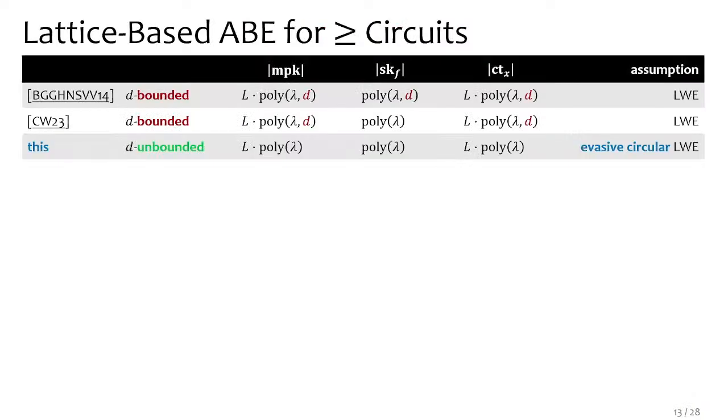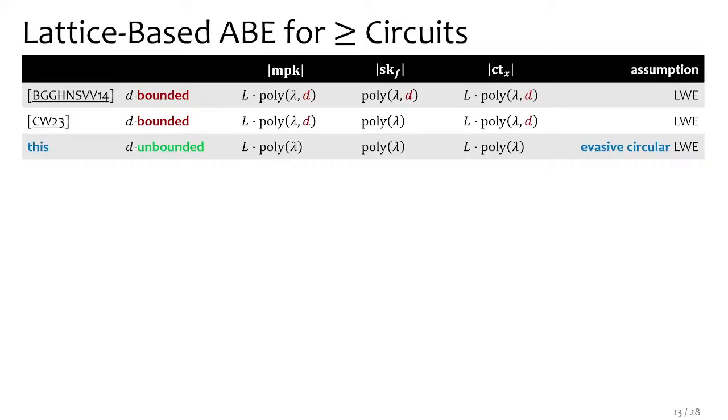Okay, so what do we know about lattice-based ABE for at least circuits? Prior to us, there is, I'm sorry to not cite the ancient work of GVW, but it's superseded by BGG+. So in BGG+, you have depth-bounded ABE, and everything grows polynomially with D. GVW has a larger secret key, where the secret key grows with the function size.